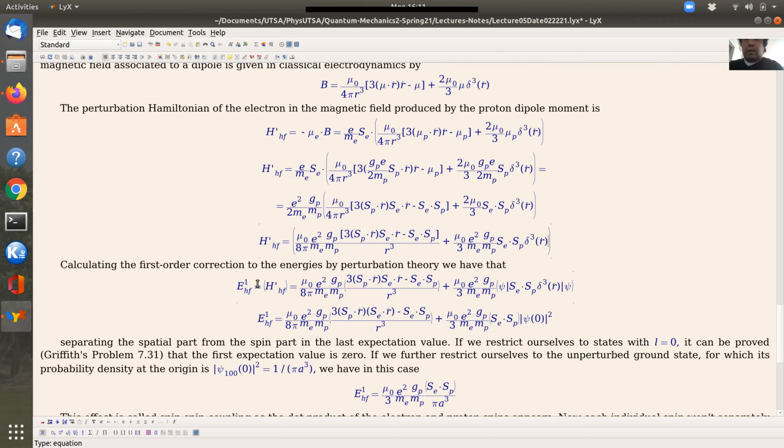So again, on this justification to perform a non-degenerate formula in the degenerate space that I gave before, we calculate the first order correction to the energies by perturbation theory. And so this is equal to the average over the unperturbed states of the perturbation under consideration. So it's the average of this term. Of course, the constants have come out, so they don't matter too much. And then plus this other term, which involves SE dot SP with the Dirac delta.